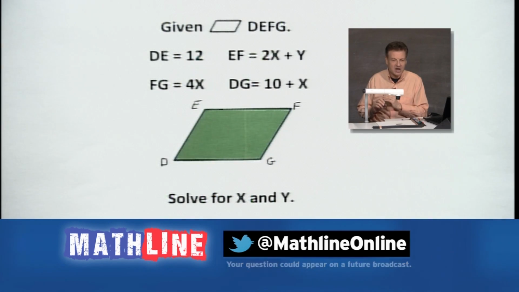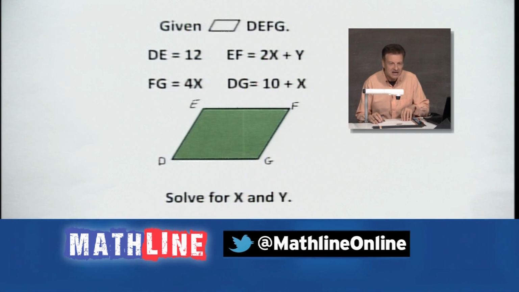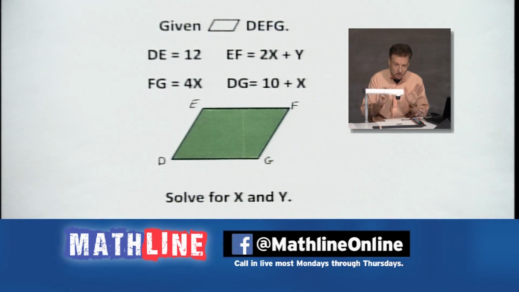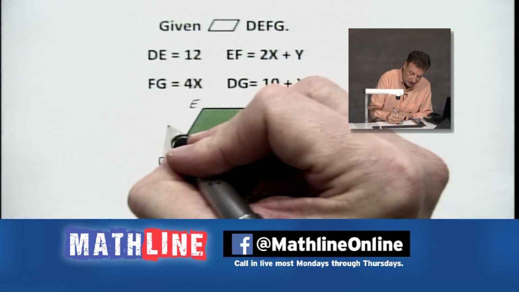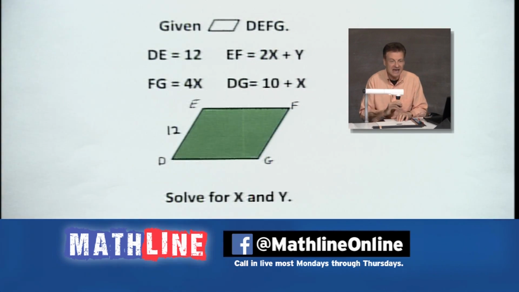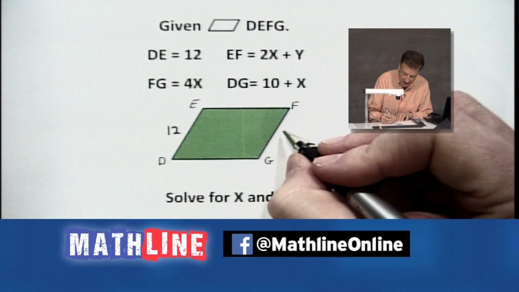Let's take a look at one more here. Let's do a quick setup on this, see what we've got going. We're going to solve for x and y, not having to worry about perimeter. Again, like I said earlier in the last problem, put your information on the figure, all right? So we got 12 out here for DE. We got, how about it, 4x over here.